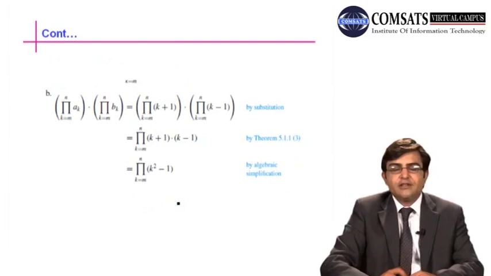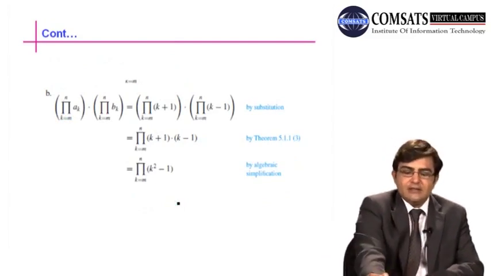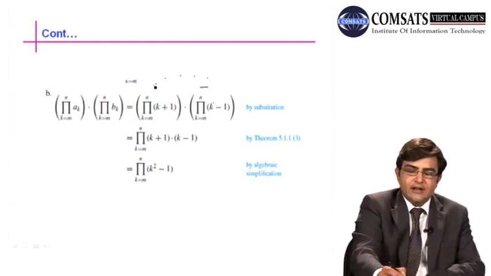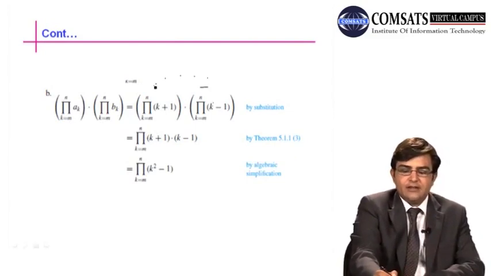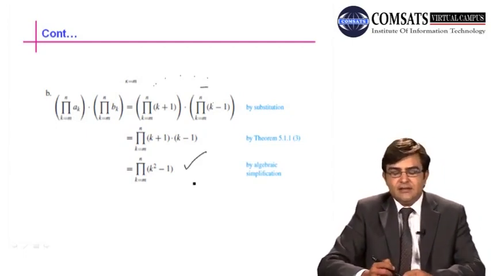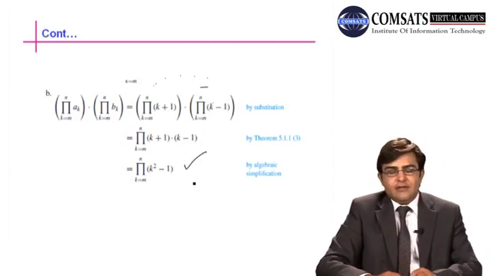Similarly, for the product notations, a_k is k plus 1, b_k is k minus 1, we can take the product outside here and multiply both, k plus 1 into k minus 1, and we obtain this, k square minus 1. So for today I think it is enough.